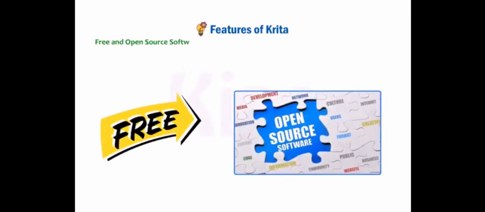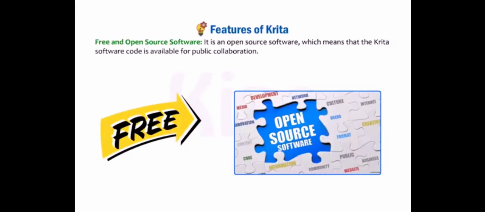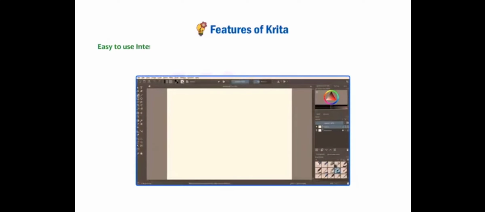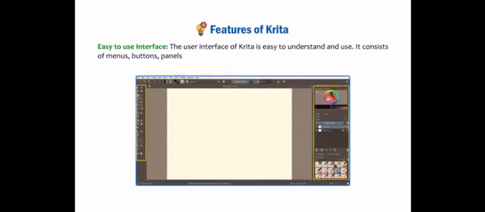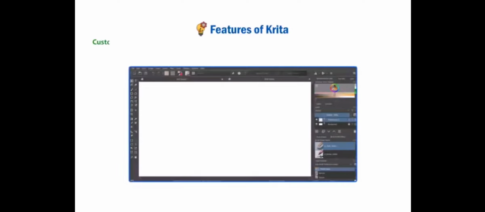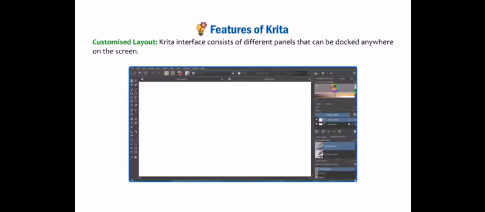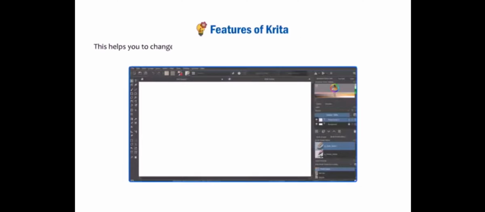Free and open source software. It is an open source software, which means that the Krita software code is available for public collaboration. Easy to use interface. The user interface of Krita is easy to understand and use. It consists of menus, buttons, panels, etc. Customized layout. Krita interface consists of different panels that can be docked anywhere on the screen. This helps you to change the layout of the screen according to your needs and convenience.